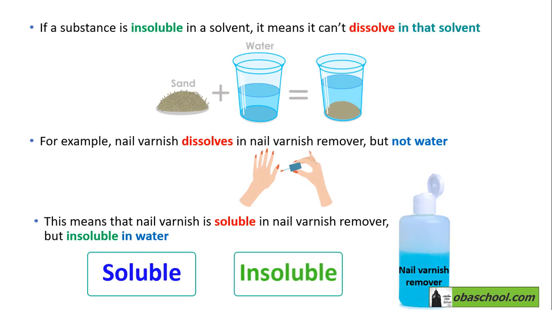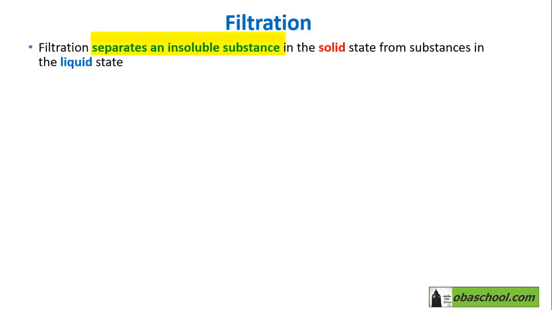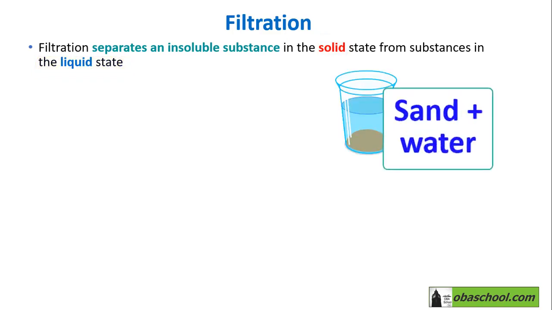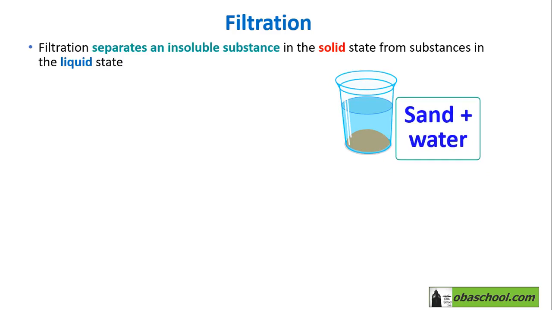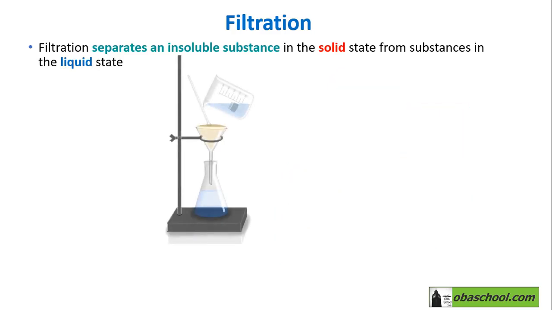Now we have introduced the words soluble and insoluble. We can start to think about the technique of filtration. Filtration is a technique used in order to separate an insoluble substance, which is a solid, from any substances in the liquid state. So for example here, as we have seen the sand and water mixture, we can separate the sand from the water using filtration. In the following diagram, you can see the setup of the filtration, and it is really simple. Here, our substance to be separated is in this beaker.